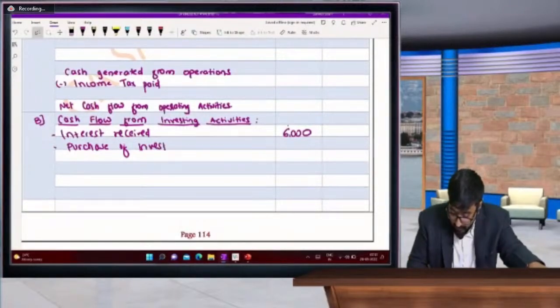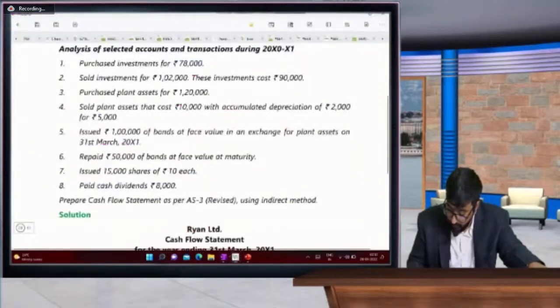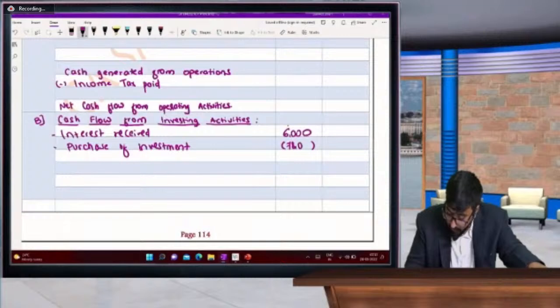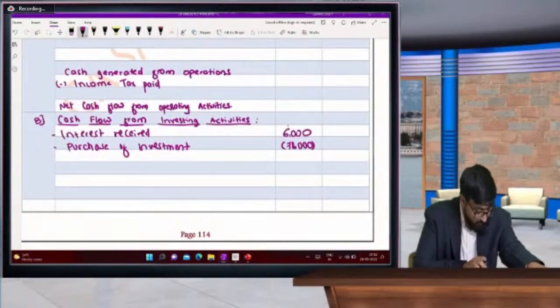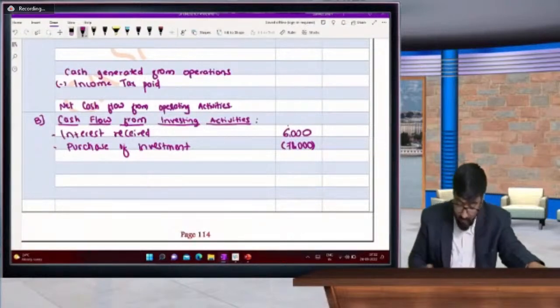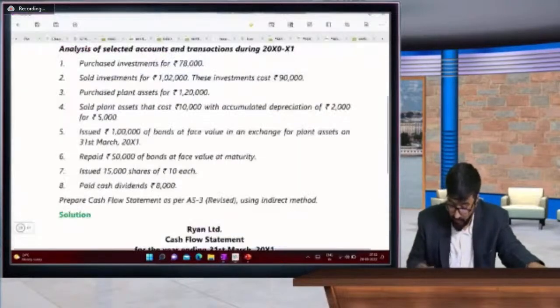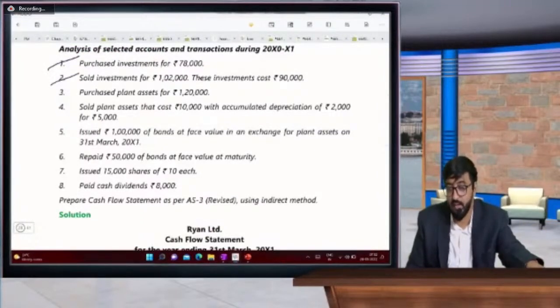Purchase of investment, 78,000. Very good. Purchase of investment. Next one. Sold investment 1,02,000. Think logically. What is the entry? What comes in? Cash comes in. Those who are from direct entry, how to pass these entries, please understand.